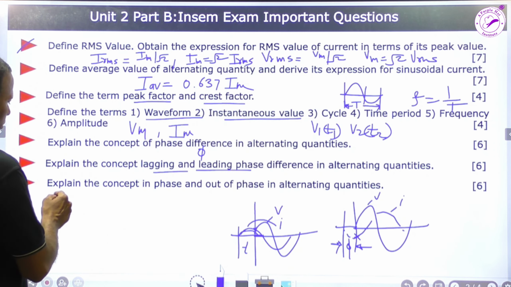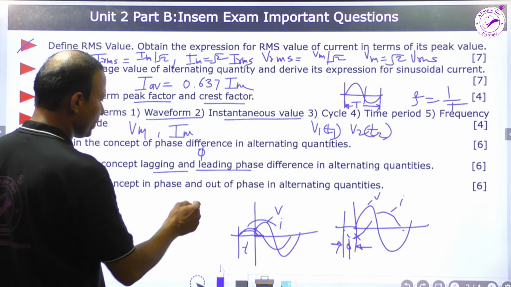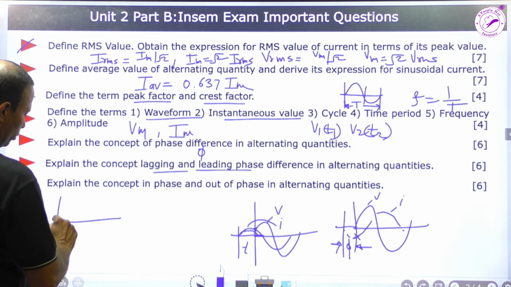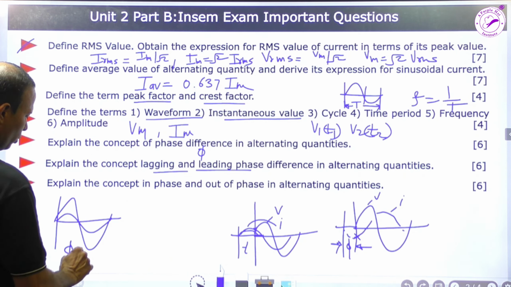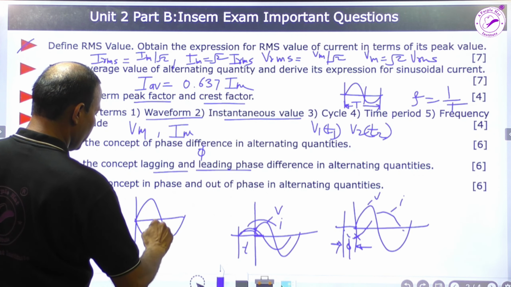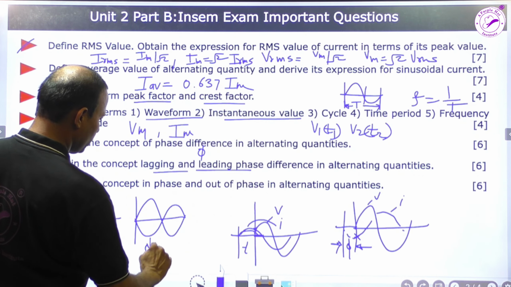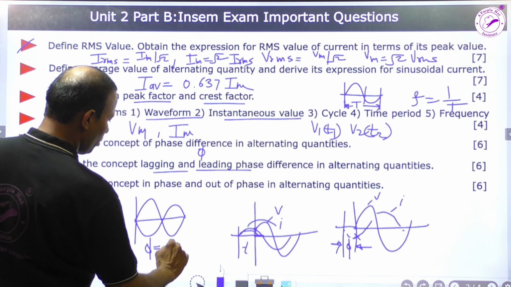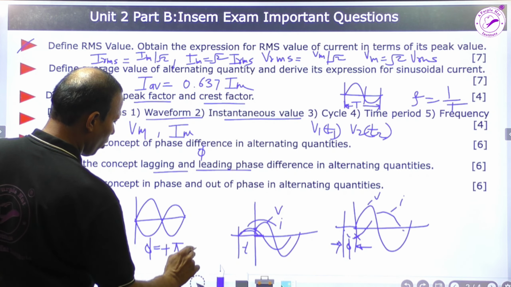Next concept, explain the concept of in phase and out of phase. In phase means both quantities start at 0, so phi is equal to 0. And out of phase means the phase displacement will be equal to pi. Phase is equal to plus or minus pi, meaning 180 degrees or pi radians.